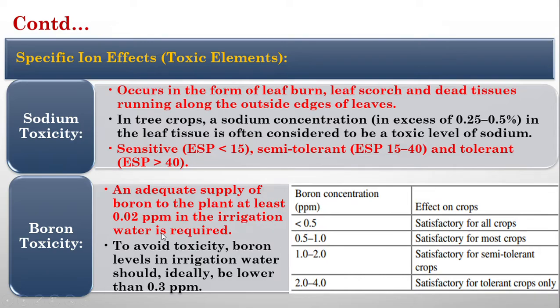So to avoid toxicity, it should be less than 0.3 ppm. We can say that boron is actually required for plants. So at least 0.02 ppm of boron is necessary for plants. It can be a limit, that amount of boron can be given through irrigation water. But when it is greater than 0.3 ppm, it can cause toxicity.